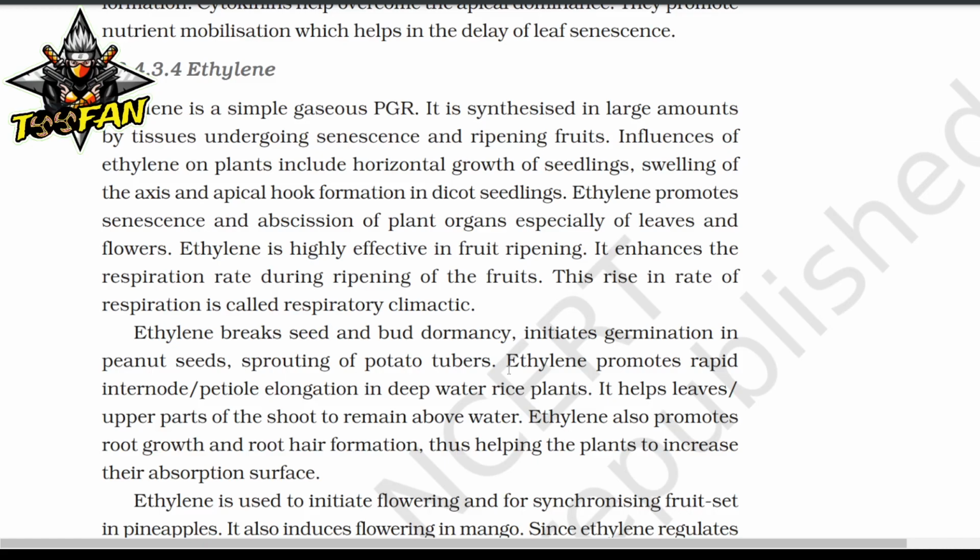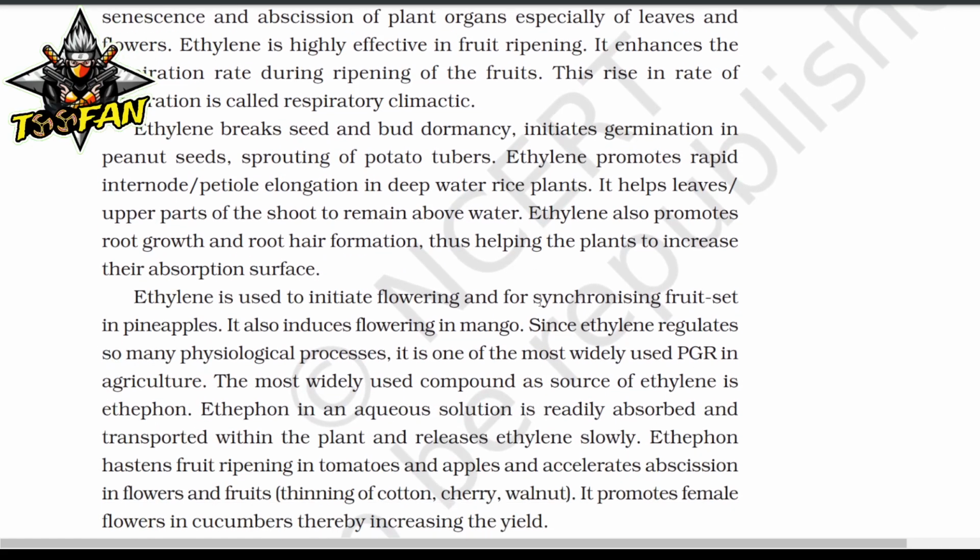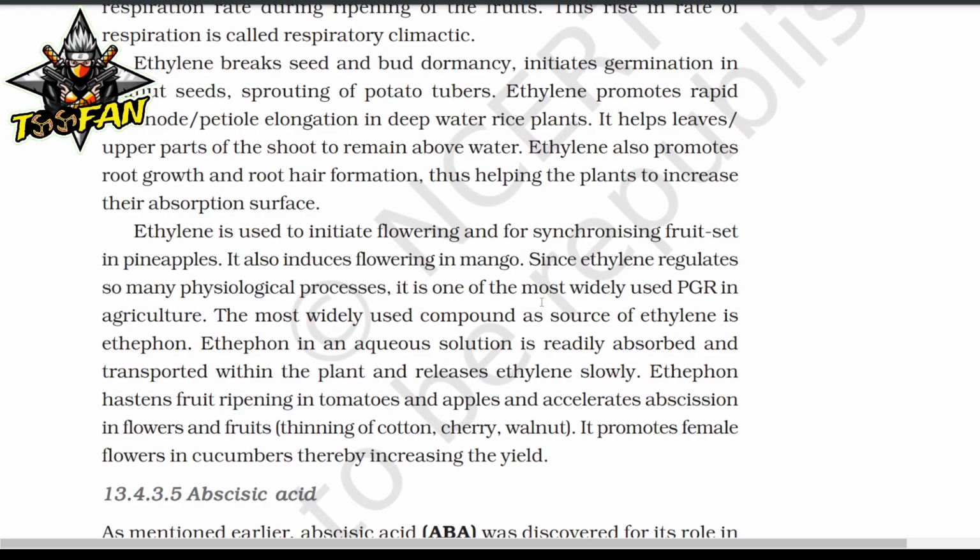Ethylene breaks seed and bud dormancy, and initiates germination in peanut seeds and sprouting of potato tubers. Ethylene promotes rapid internode and petiole elongation in deepwater rice plants. It helps leaves or upper parts of the shoot to remain above water. Ethylene also promotes root growth and root hair formation, thus helping the plants to increase their absorption surface. Ethylene is used to initiate flowering and for synchronizing fruit set in pineapples. It also induces flowering in mango.